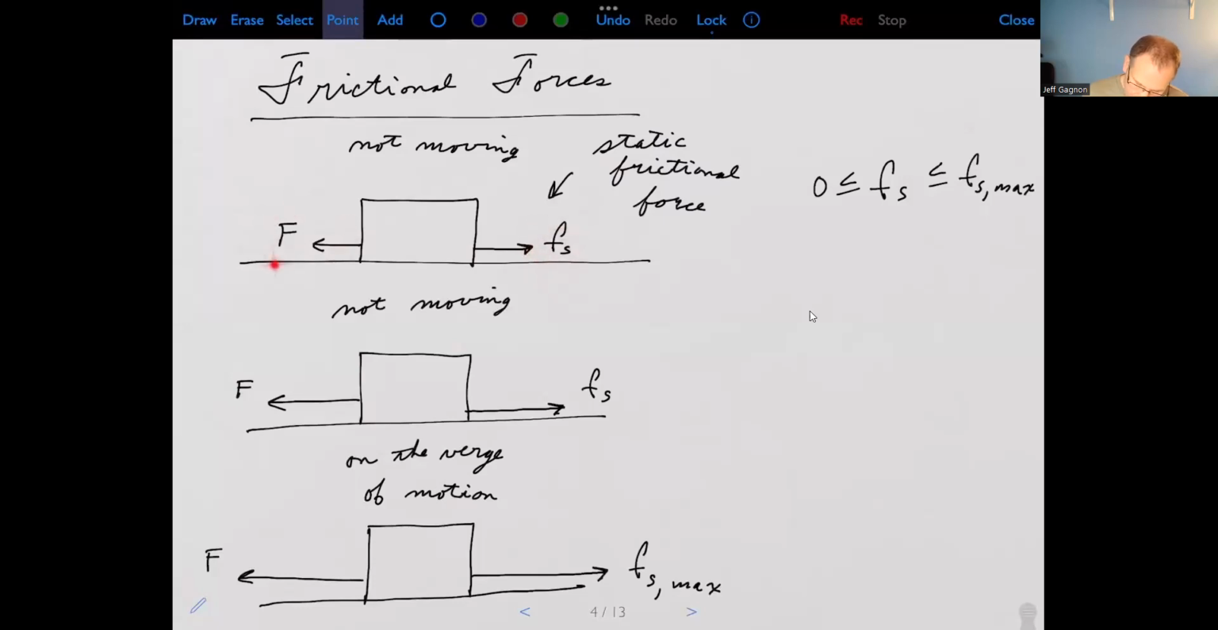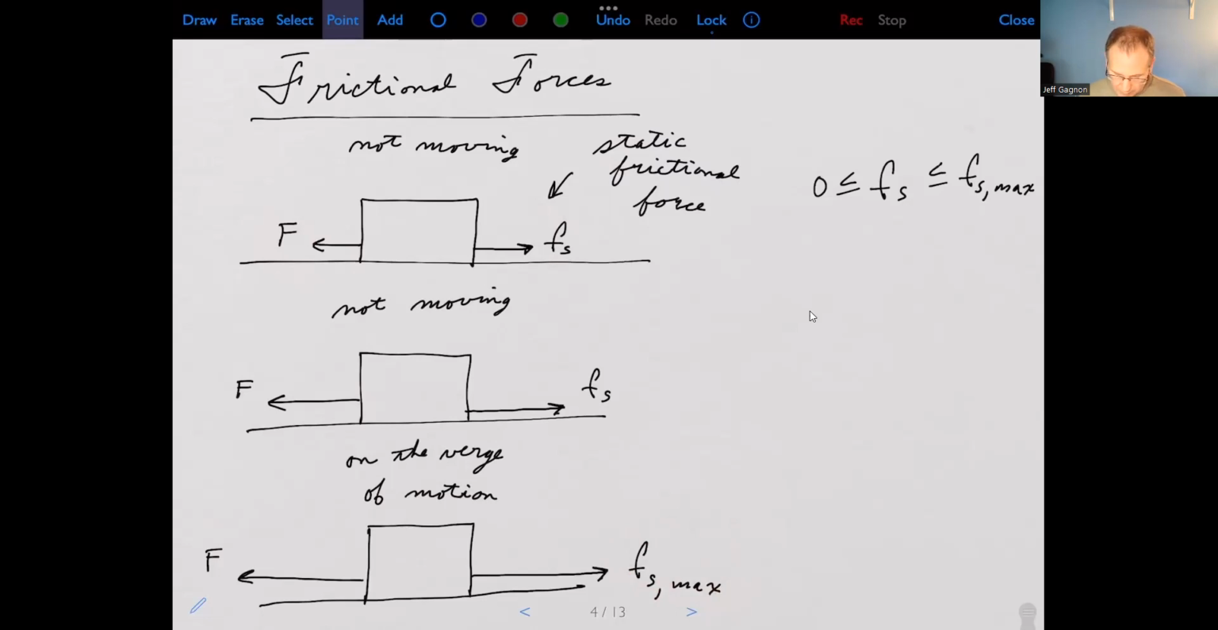If I pull with a small amount, I have a small static frictional force. If I pull with a larger amount and it's still not moving, I have a larger static frictional force. If I pull with an even larger force here, and now the object, say, is on the verge of motion but still not moving, then that's going to be the maximum that that static frictional force can be. So that's what we call FS max. Okay. So the way to think about static friction force is when the object is not moving, and it's always going to match the force that you're pulling with up to this maximum here. Okay. So that's static frictional force.